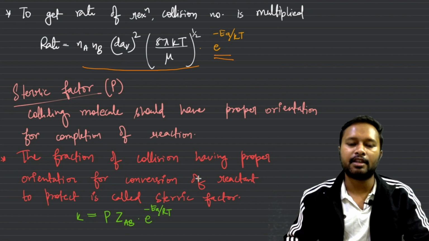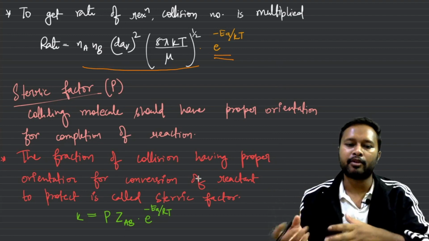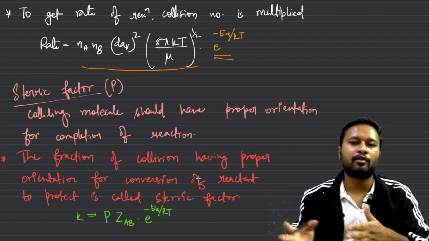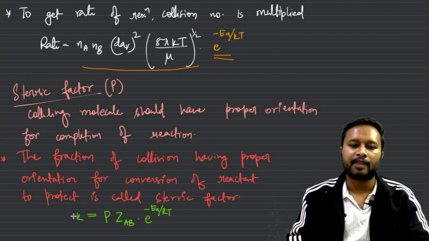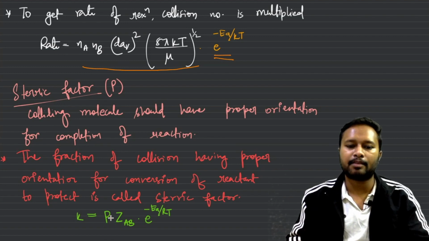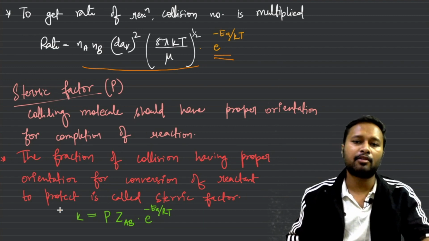So basically, a particular reacting species should have a particular orientation in order to collide and form the product. If they are not in a proper orientation, they won't form the product. So this steric factor is denoted by P, and the overall rate is given as P Z_AB. So this is like a steric factor multiplied by the collision factor multiplied by the energy factor. All three factors are multiplied to get the overall reaction rate. This is from your collision theory.